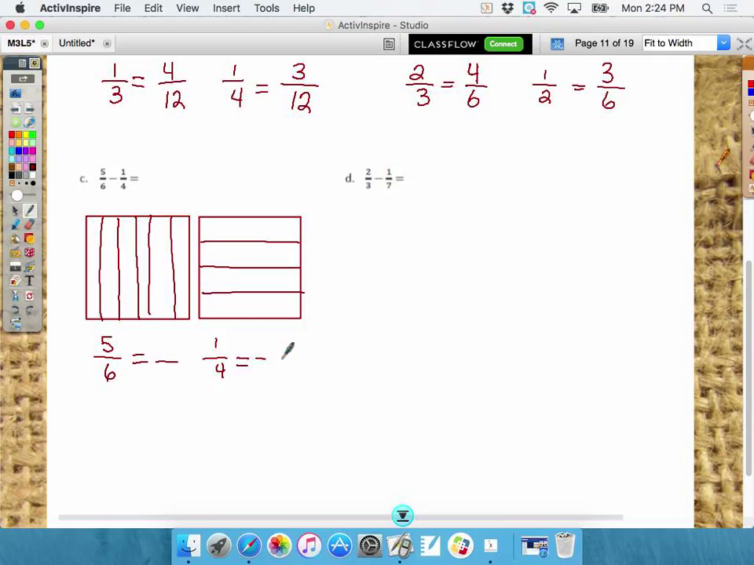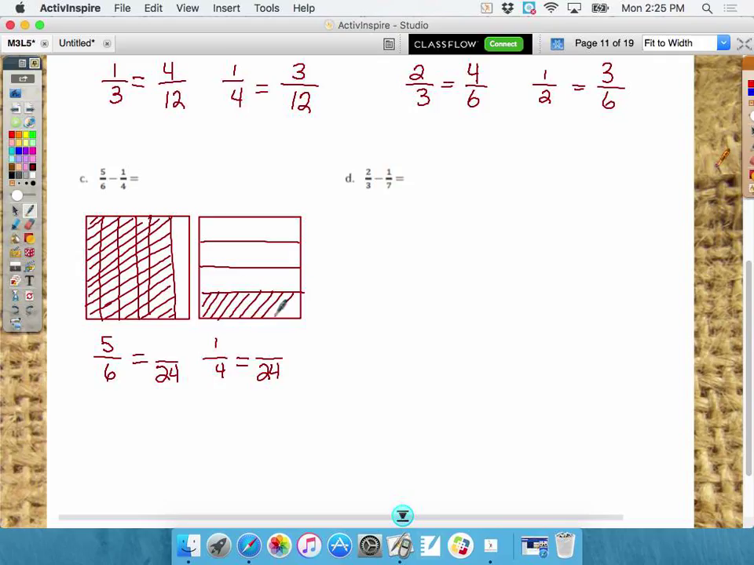Okay, Whitley, help me out. What's my new denominator for C? Are you already on D? No. Okay, good. So what's my new one? I didn't hear you. 24. Okay. And I'm shading 1/4 here.